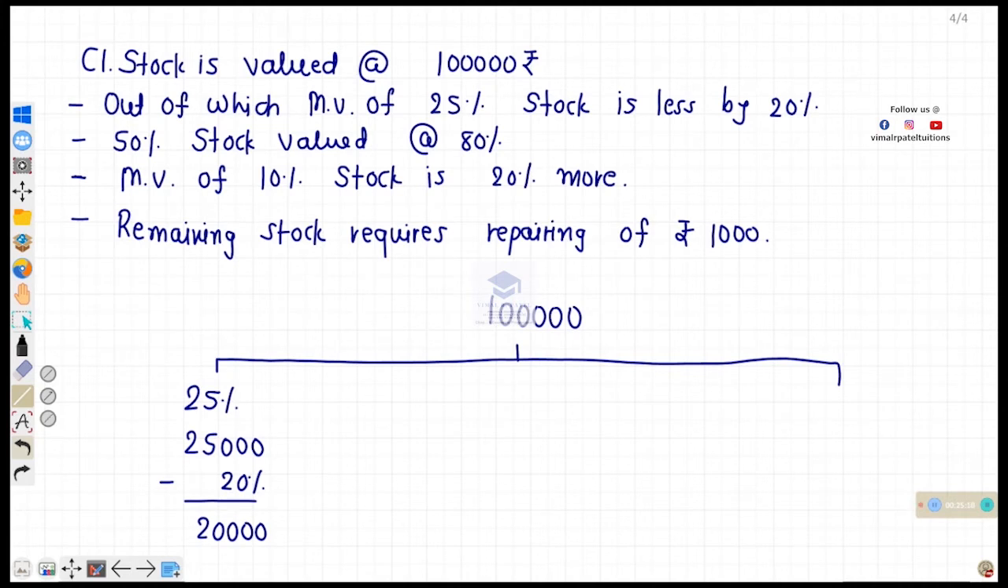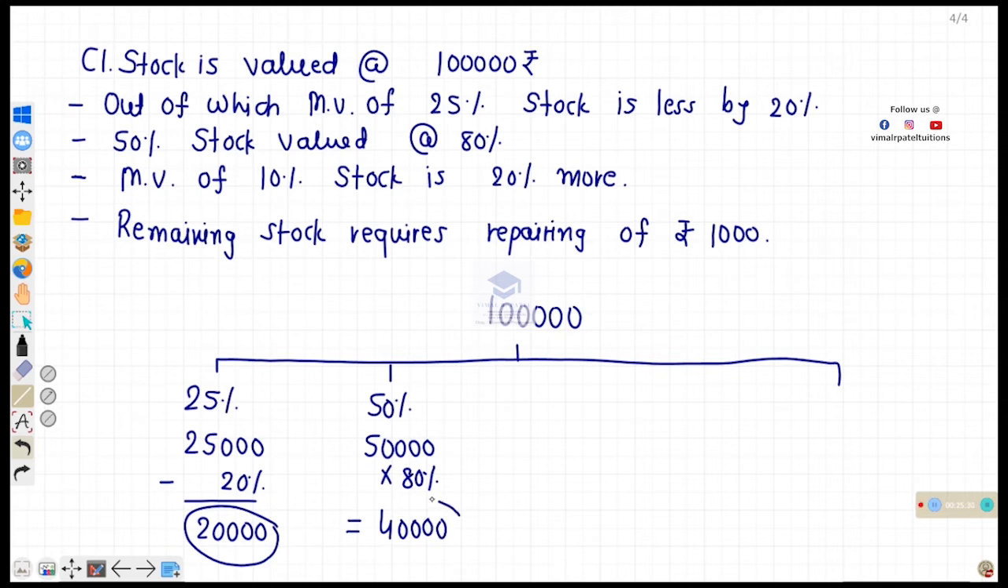20. Then 50% stock. 50% of 1 lakh, that is 50,000, is valued at 80%. So its value is 40. So which is less? 40.